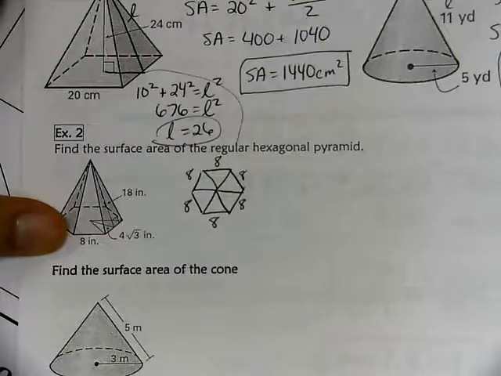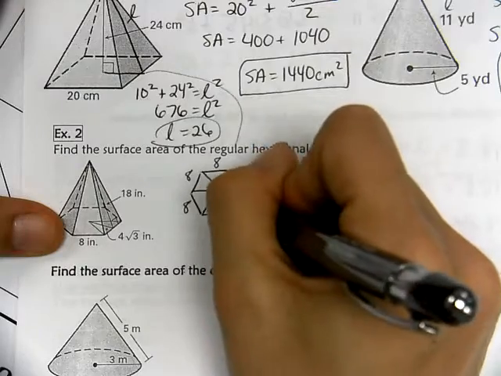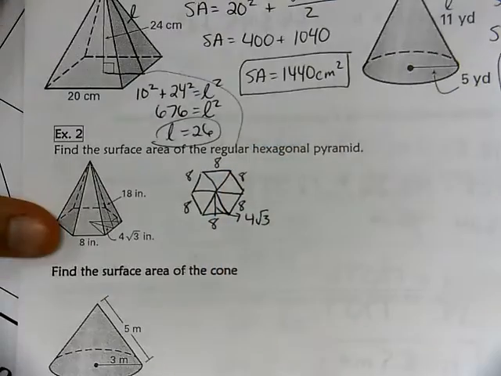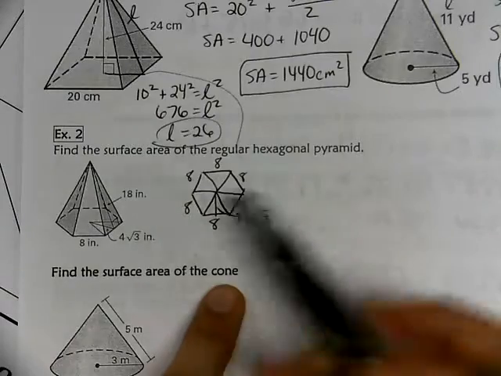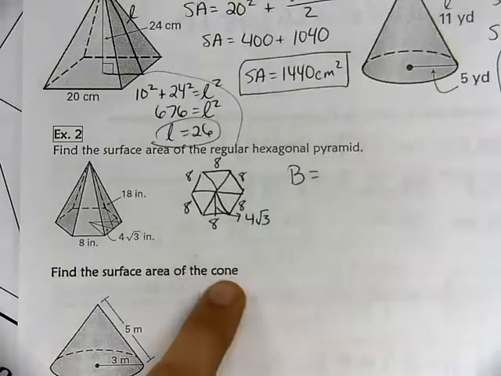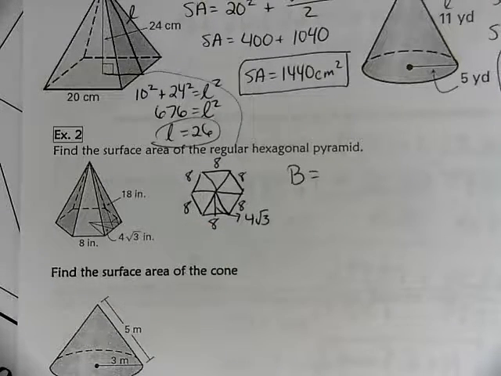And in the picture, they give you the height of the triangle as 4 root 3. That's actually called the apothem. Yeah, it's got a name. It goes from the center out. So to find the area of this base, capital B, I'm going to find the area of one of these triangles and multiply it by 6, because there's 6 of them. On the homework, it's like a pentagon, so you've got to multiply by 5.